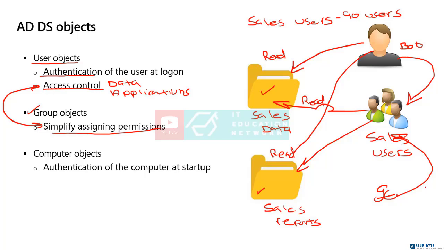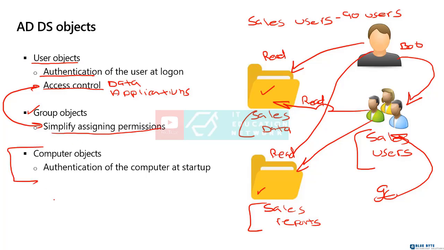As soon as I do that, they will automatically have access to all the resources that the sales users group has been assigned. So they're going to be able to access the sales data folder here and the sales reports just because they're a member of this group. It eliminates the need of me going to all these individual folders every time a user needs access. You create your groups. Groups get assigned permissions. Then you make users members of groups. So the primary purpose: simplify assigning permissions.